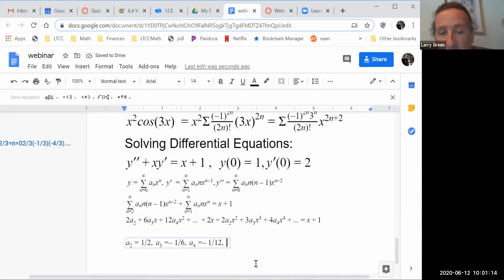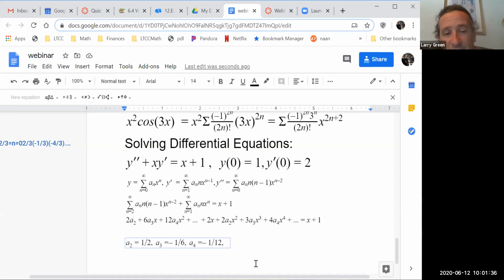And I can solve this differential equation to as many terms as I need. So I could do a 100th order solution, and that's probably good enough for anything. So this is like a sledgehammer for solving differential equations. Any questions on this idea?